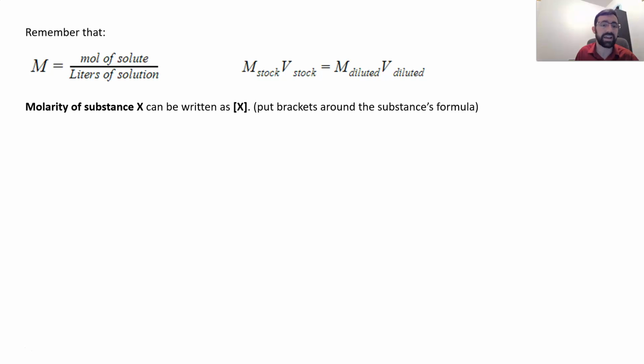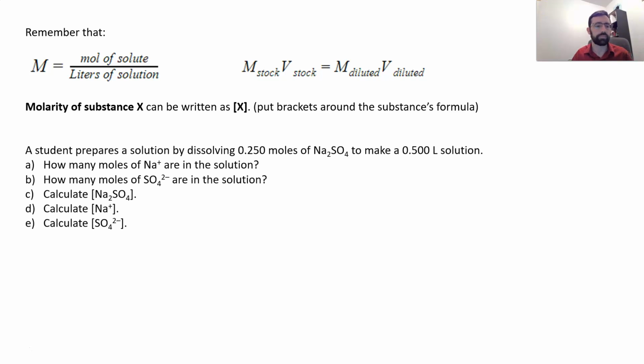Molarity of substance X can be written as brackets around X. That's a way of writing concentration of X, and normally in units of molarity. So we're going to start with an example problem. A student wants to prepare a solution by dissolving 0.250 moles of Na2SO4 to make 0.500 liter solution.